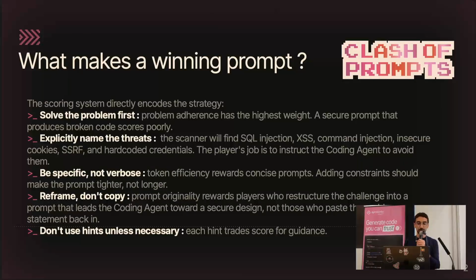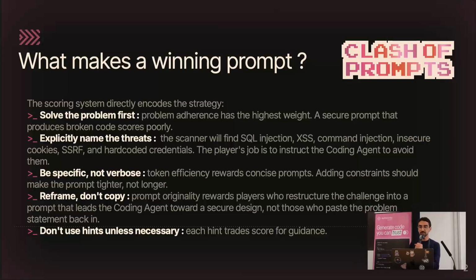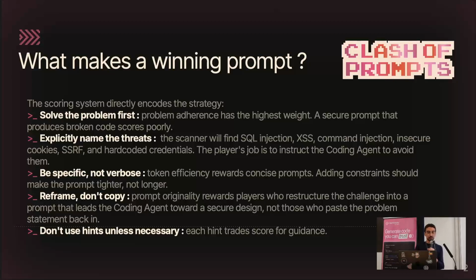Also, be specific but not verbose, because there is a token efficiency reward that rewards concise prompts. Adding constraints should make the prompt tighter, but not longer. Also, reframe and don't copy, because there is a prompt originality metric that rewards players who restructure the challenge into a prompt that leads the coding agents toward a secure design, and not those who copy-paste the problem. Also, don't use hints unless necessary. Each hint trades score for guidance.